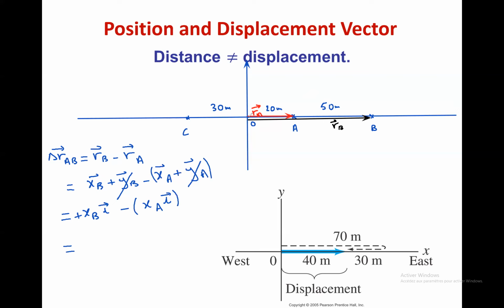Equal xb equal 20 plus 50 equal 70 I minus xa equal 20. Always you come from the origin to the point. This is the x distance. Equal 20 I. So it's 70 minus 20 equal 50 I meter.